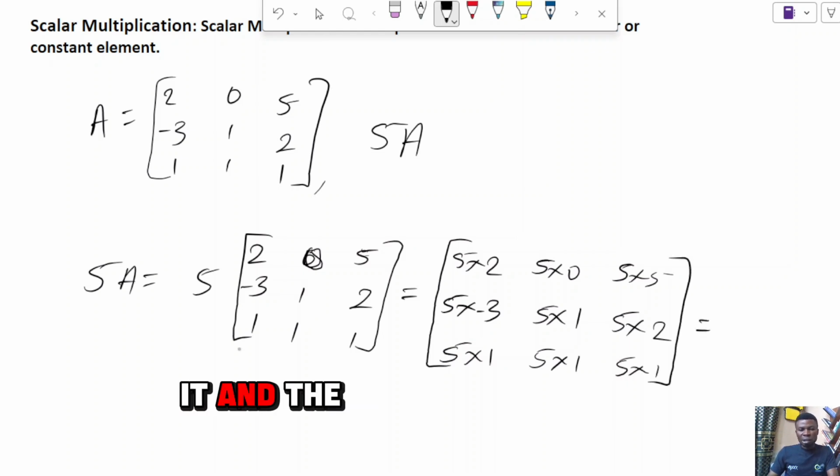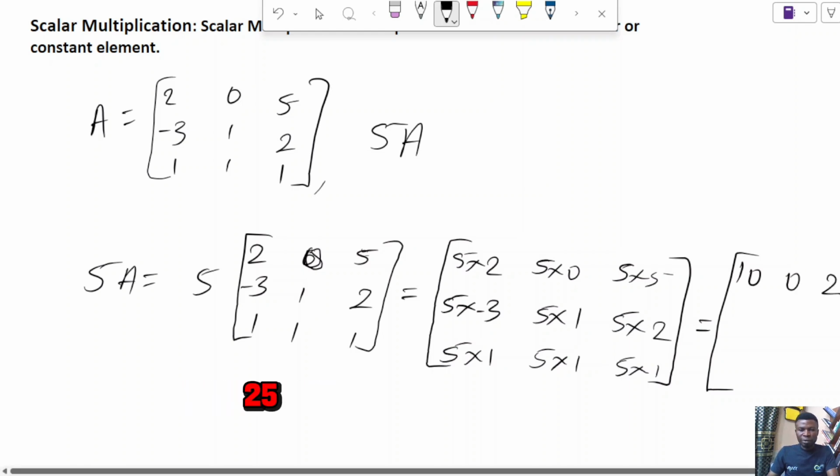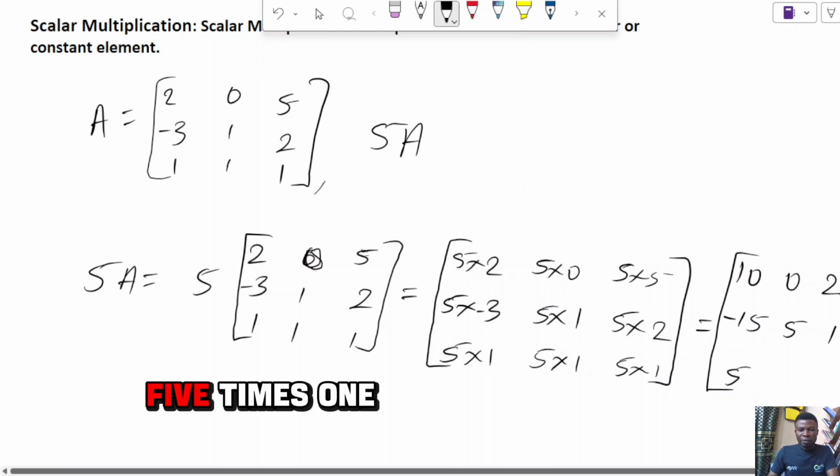So this is it. And the final answer will be: 5 times 2 is what? 10. 5 times 0, of course, is 0. 5 times 5 is 25. Now 5 times minus 3 is minus 15. 5 times 1 is 5. 5 times 2 is 10. Then 5 times 1 is 5, 5 times 1 is 5, and 5 times 1 is 5.